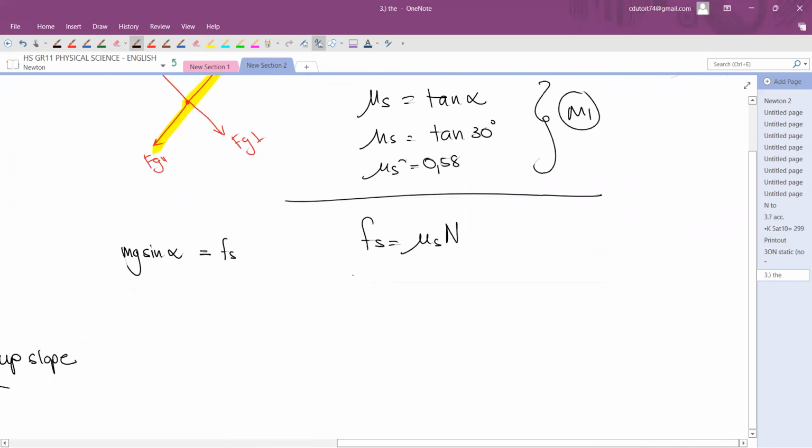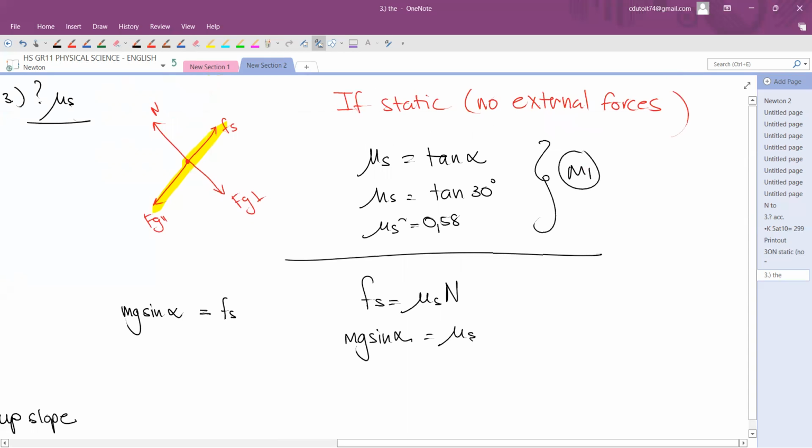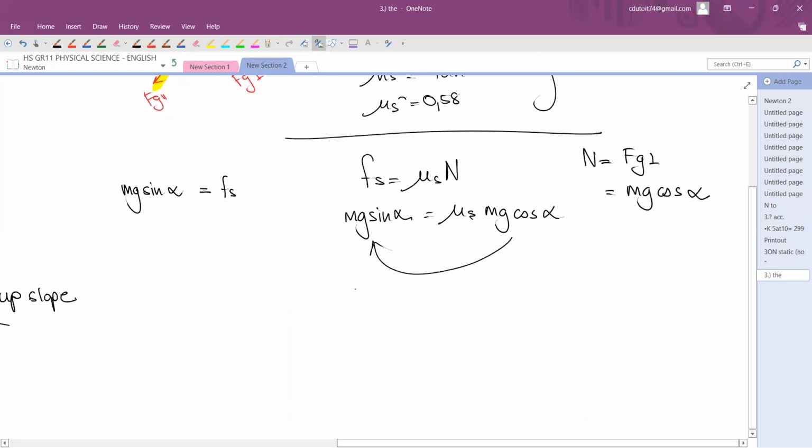What is the static friction? It is mg sin alpha times the coefficient. What is the normal force? Well, the normal force is the same as the Fg perpendicular force. The Fg perpendicular force is mg cos alpha. So if I divide that away, I'm actually dividing mg sin alpha by mg cos alpha, and that is mu s, and sin divided by cos is tan.